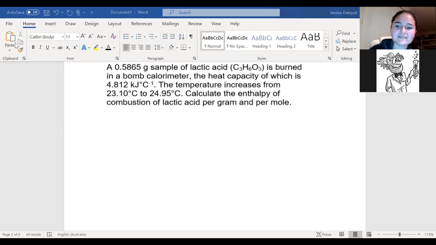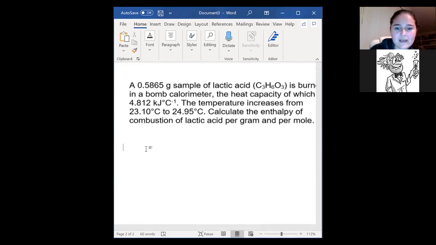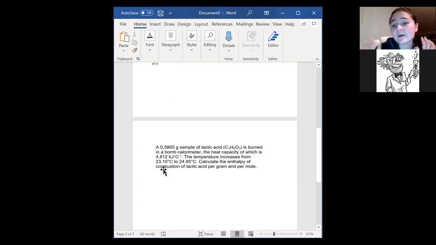Per gram, okay. And per mole, he wants both. Well, we're going to do per gram because per mole is a bit harder. It's more uni based. But these are my uni questions, by the way. So you're not going to do per mole. We're just going to do per gram.